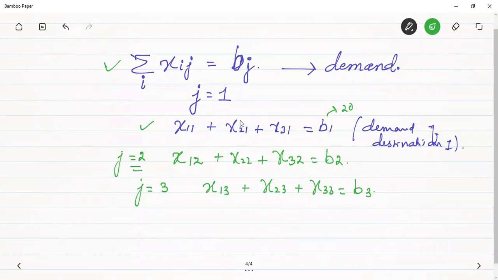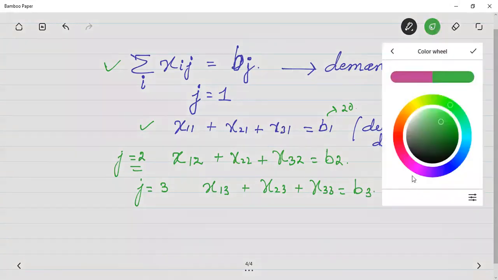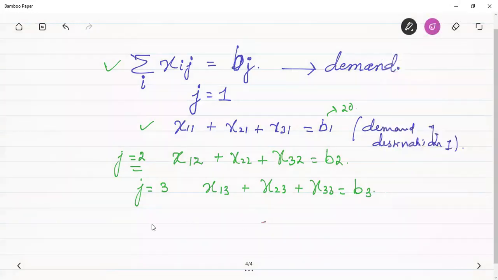And one more thing here is that all these decision variables should be greater or equal to 0.